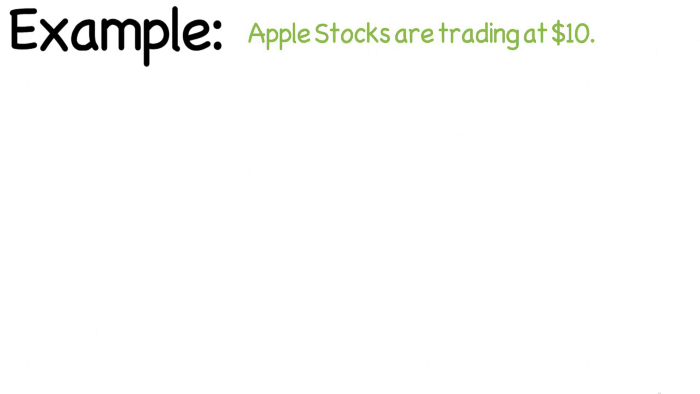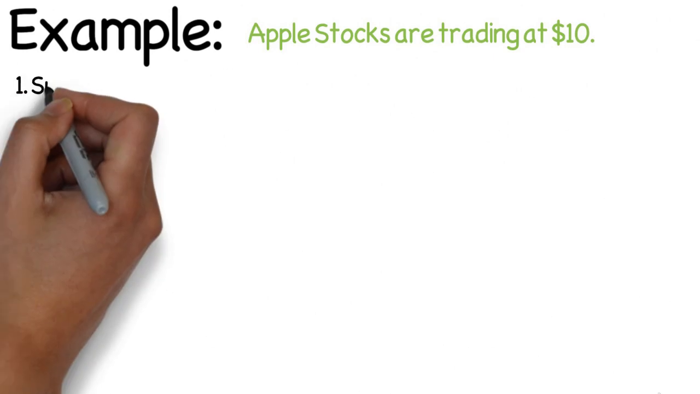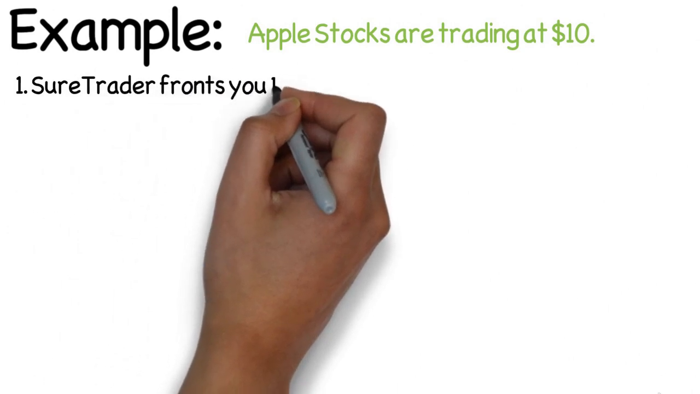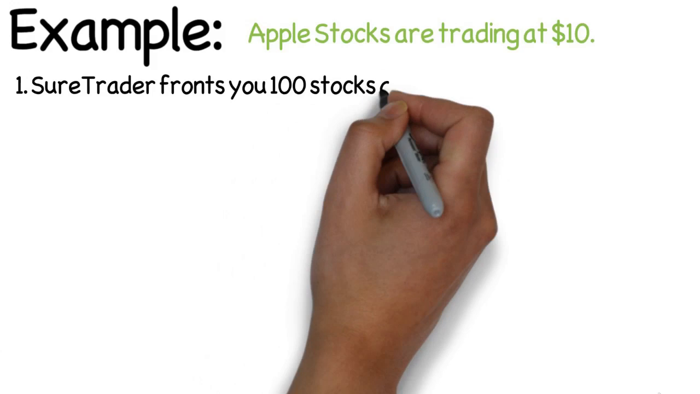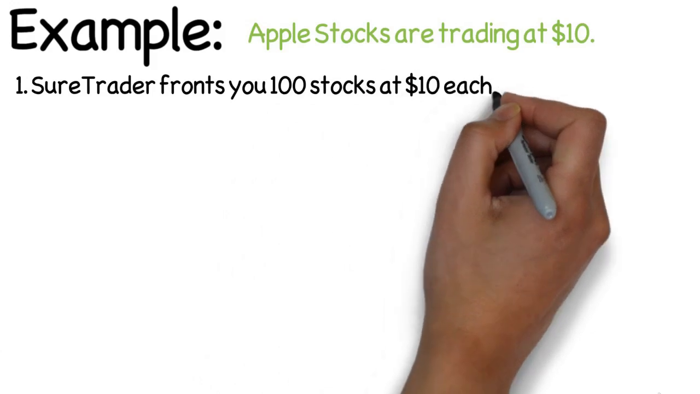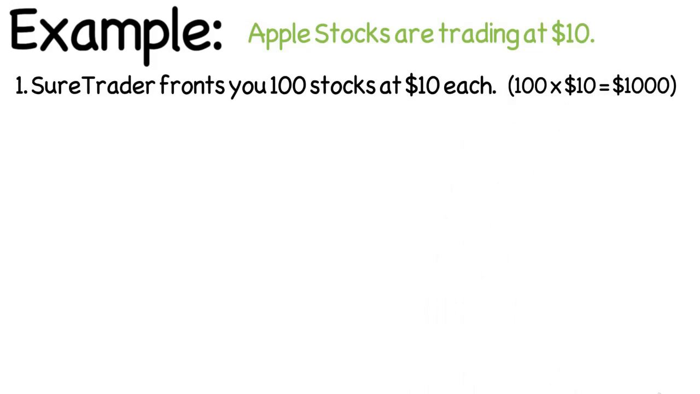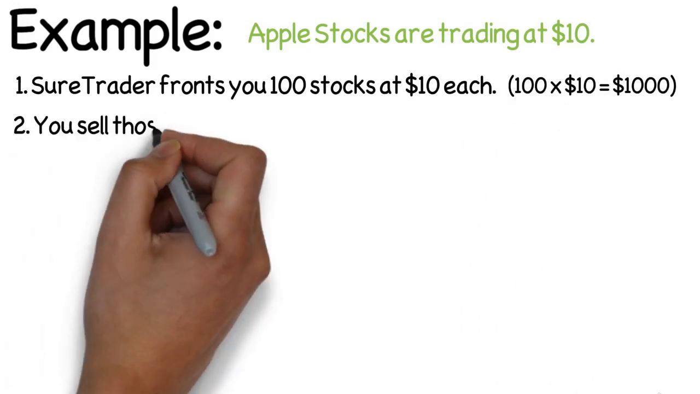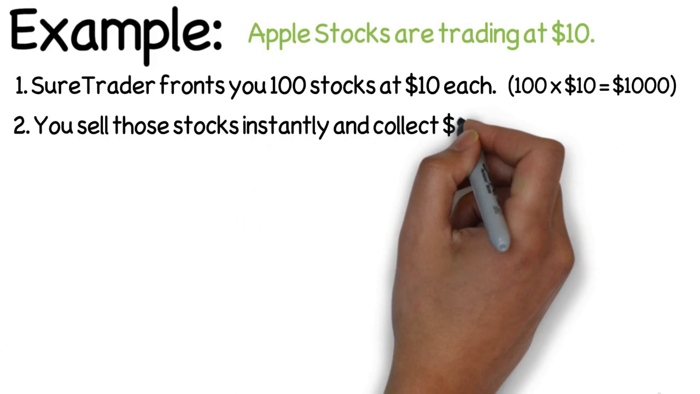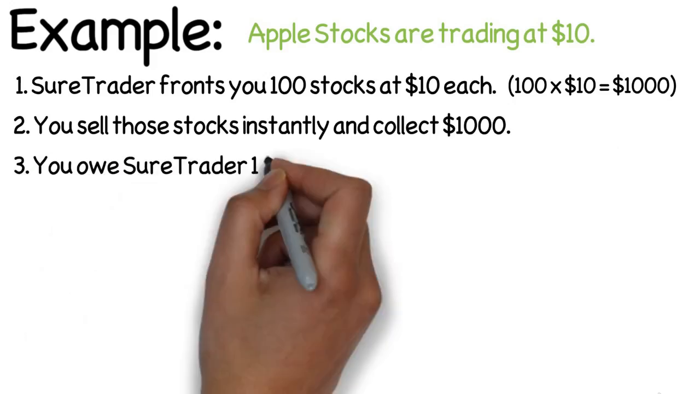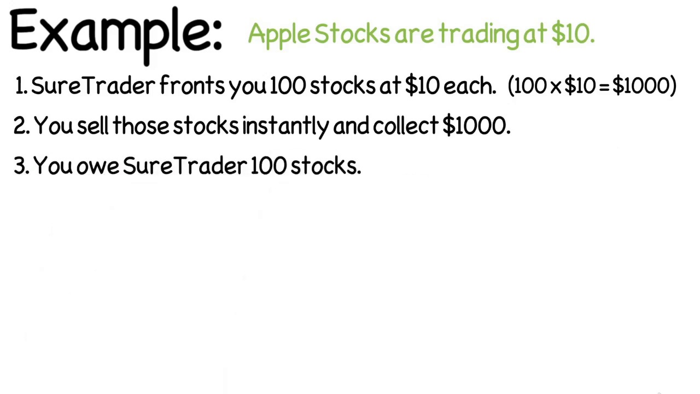That's how much they're trading at. That's how much they're worth. So we'll use Short Trader as our broker for this example. Now, Short Trader fronts you 100 stocks of Apple at $10 each. So that's 100 stocks times $10. That's $1,000. You sell those stocks instantly to the market and collect that $1,000. Now you got $1,000, right? So remember, you owe Short Trader 100 stocks. You got to give them back 100 stocks later to get even with them.